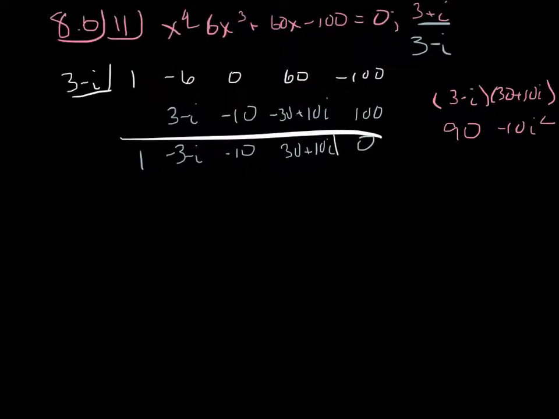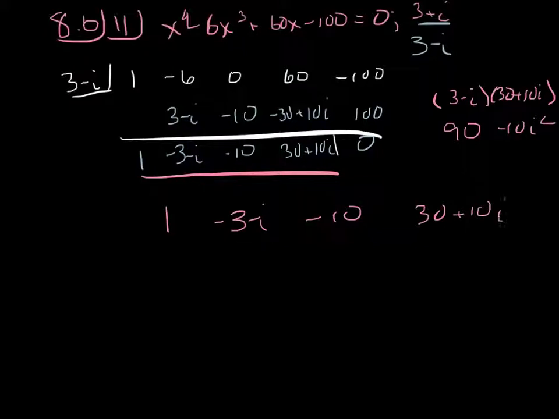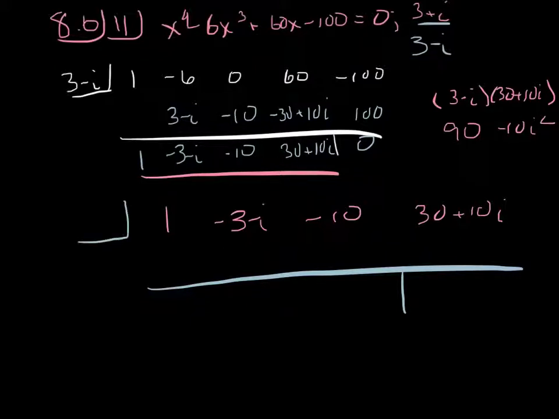Okay, I'm not really too concerned about what's left, but I do need to take this stuff and synthetic divide the 3 plus i out. So let's do that. Alright, so I'm doing 3 plus i. So 1, 3 plus i, it gives me a 0, 0, negative 10, negative 30, minus 10i.